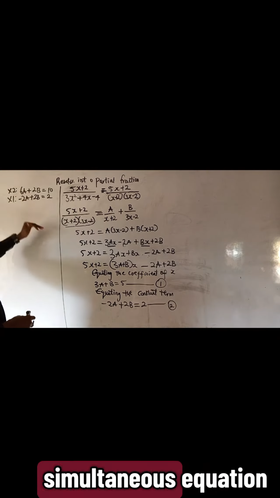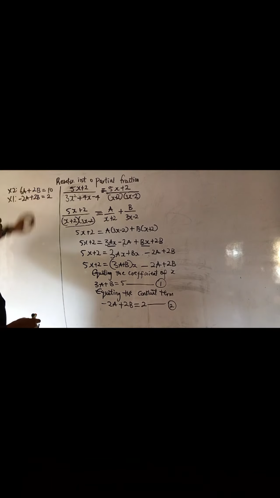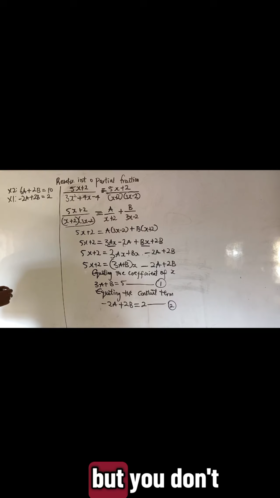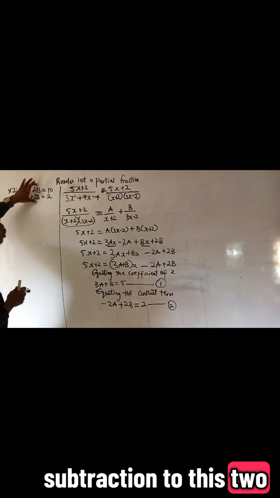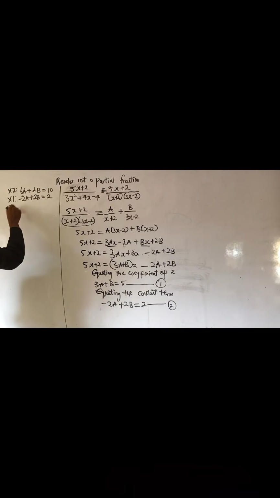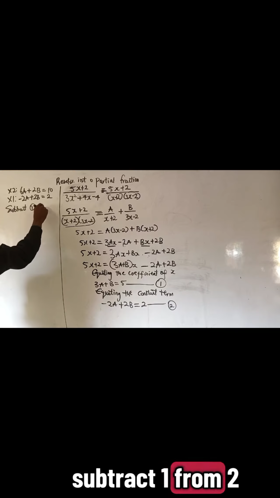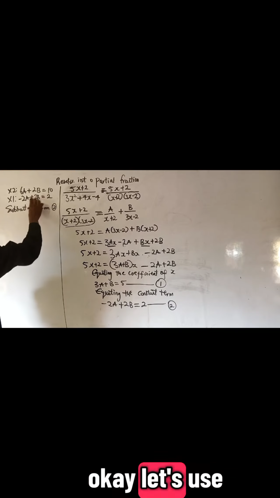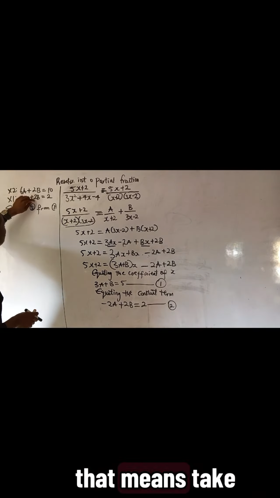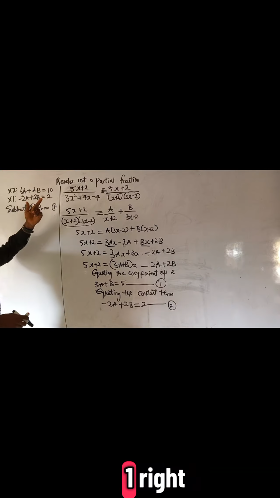So this is now a simultaneous equation which can be eliminated because they can carry the same coefficient. So to eliminate this, I have to subtract. But you don't only limit the subtraction to these 2. You subtract everything. So I'll just say subtract. In this case, I will say subtract 1 from 2. Okay, let's use 2 from 1. You should always know. So I subtract 2. That means take equation 2 and use it and remove 1. That means 10 minus 2. You are removing 2 from 1. Right?